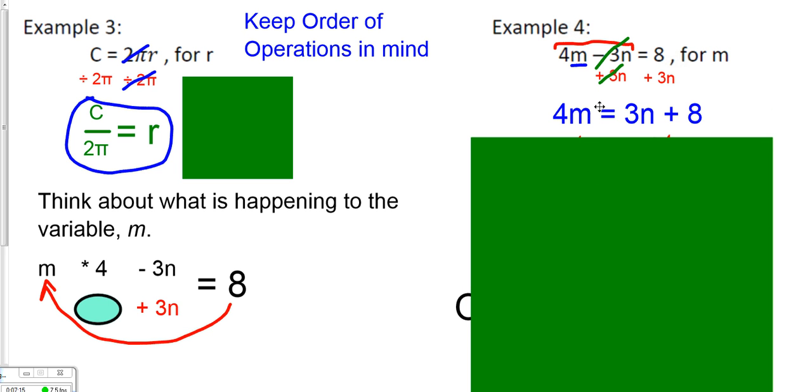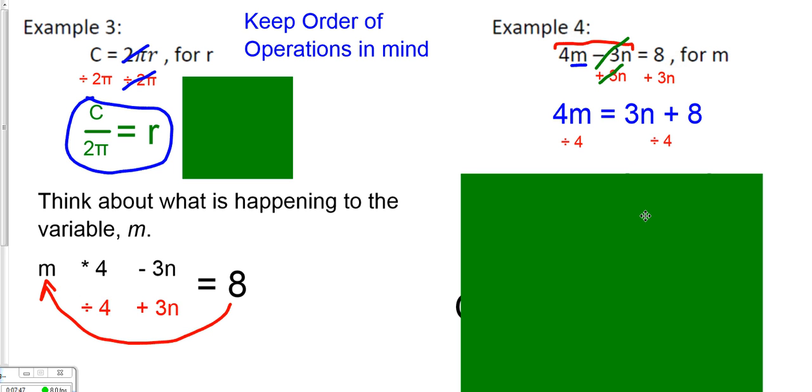So now it says 4m equals 3n plus 8. And again, remember, you can also think of this as 8 plus 3n. They can flip-flop, that's okay, as long as they both stay positive. This is a positive 8, this is a positive 3n. We normally write it with the variables out front, though, so that's why it's written as 3n plus 8. Okay? The next thing we do as we're moving back towards m is the opposite of this step. So instead of times 4, we would be dividing by 4 on both sides.